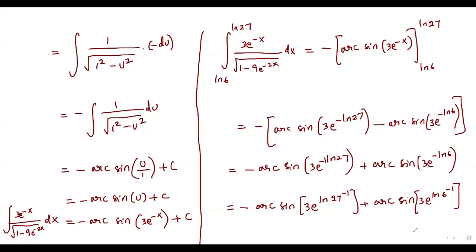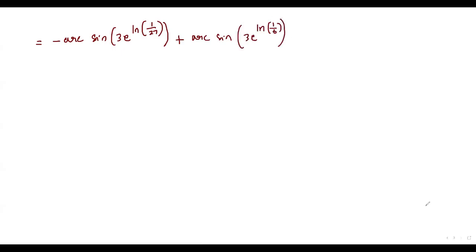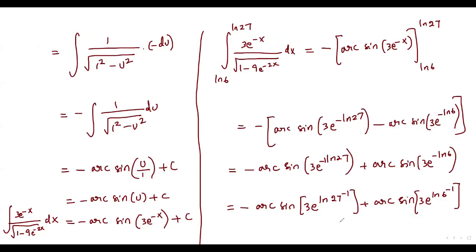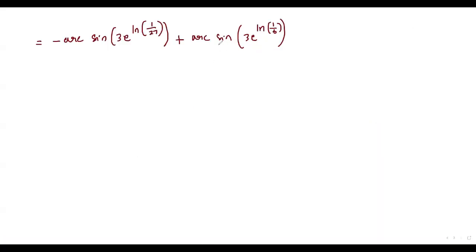Okay, now let me continue on the next page. So we have negative arc sine of 3 times e to the power of ln of 1 over 27, plus positive arc sine of 3 times e to the power of ln of 1 over 6. Okay, now we can verify. What I've done is just write 27 to the negative first power as 1 over 27, and 6 to the negative first power as 1 over 6.